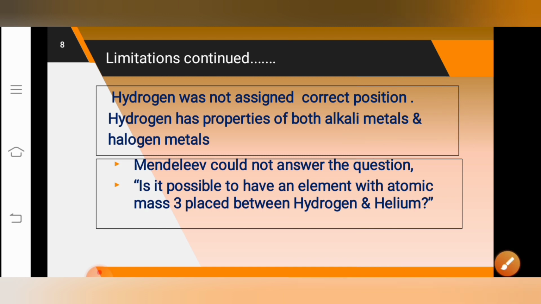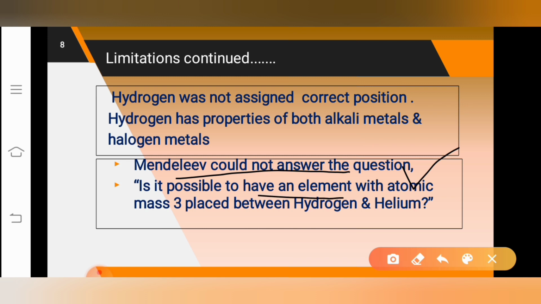So after this limitation, a question arose during that time, and Mendeleev could not answer it. What was the question? It is possible to have an element with the atomic mass 3 placed between the hydrogen and the helium. I repeat the question. So the question was like this: is it possible to have an element with the atomic mass of 3?